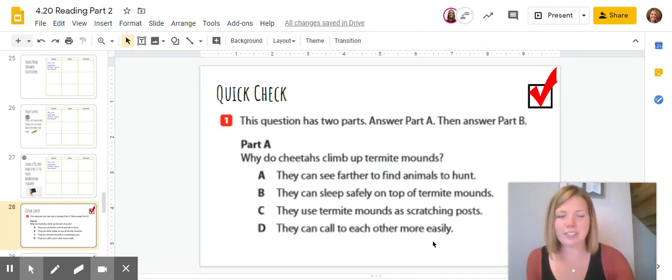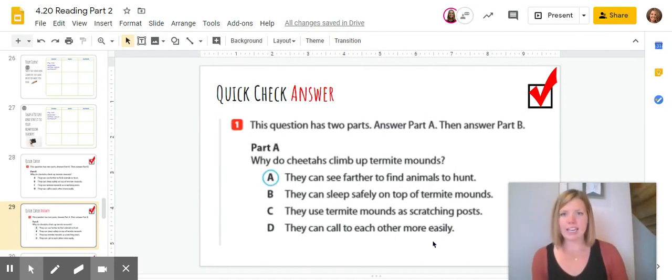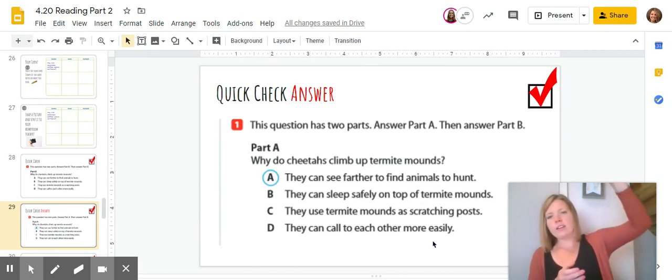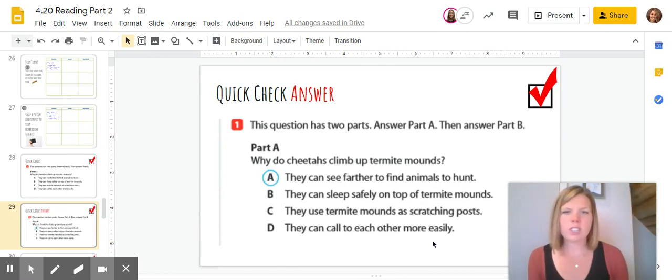All right, let's see if you're correct. If you picked A, give yourselves 2 claps and a basketball. Whoop, there it is. If you didn't get it, I'd like for you to go back in the text and see if you can find that answer. Now, this question has a part B.